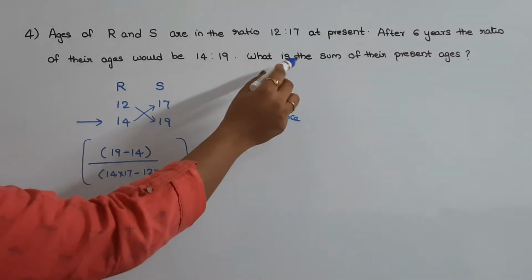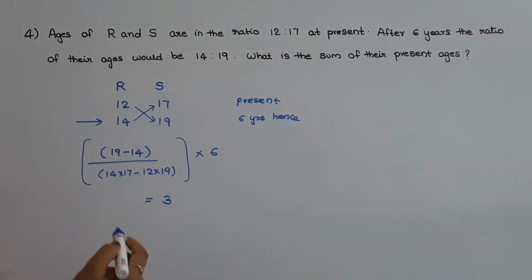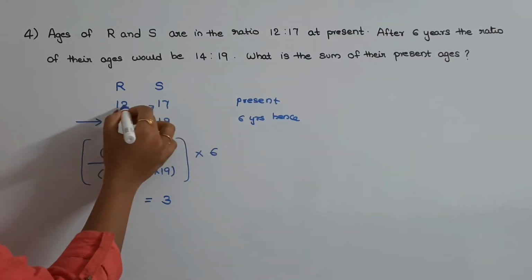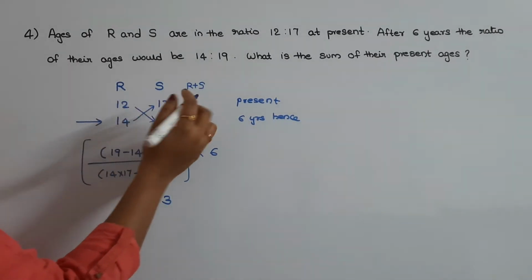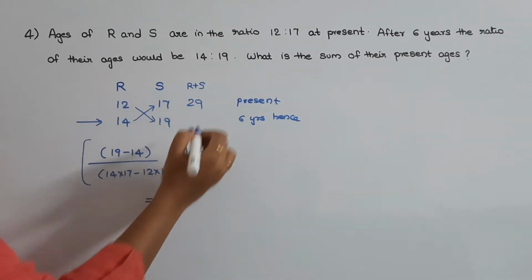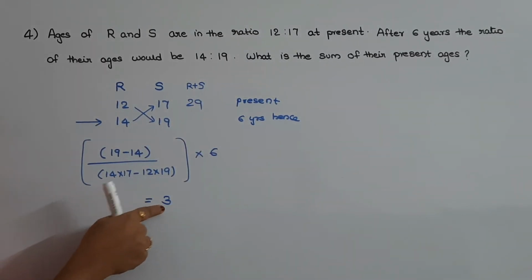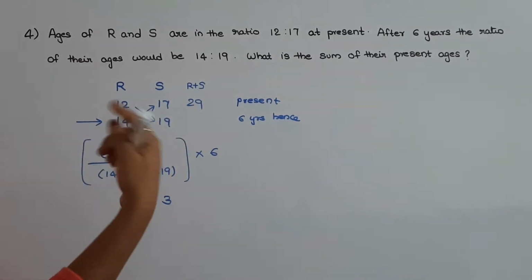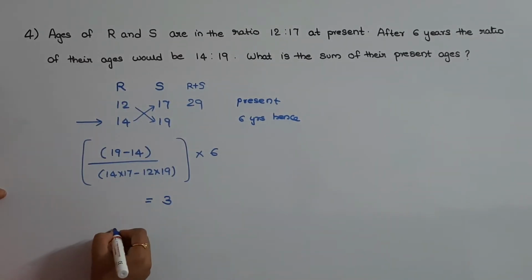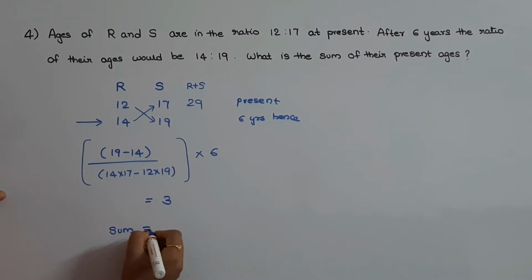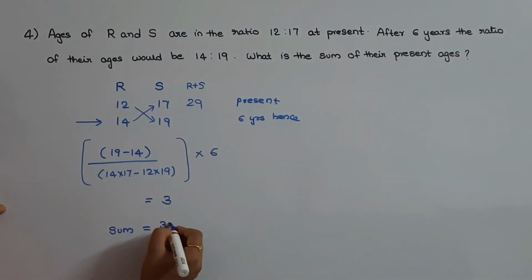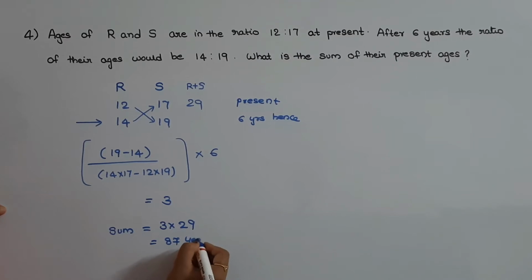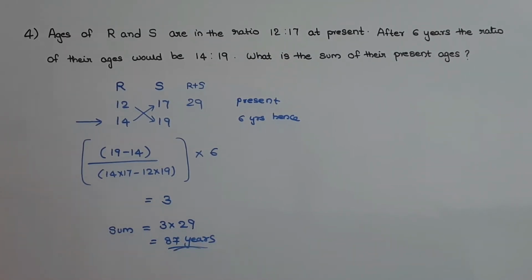Now in the question, they are asking us to find out the sum of their present ages. So what is the sum of the ratios of their present ages? Sum of the ratios of their present ages is 12 plus 17, that is 29. So we need to multiply this value to this 29 in order to get the sum of their present ages. So the sum of the present ages of R and S would be 3 into 29, that is equal to 87 years. So this is the answer.